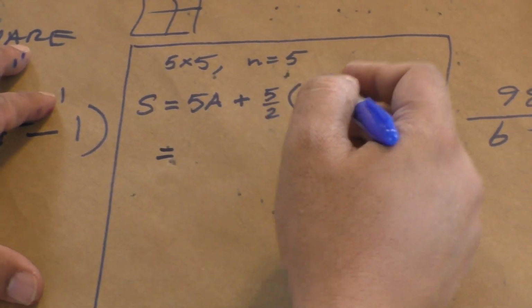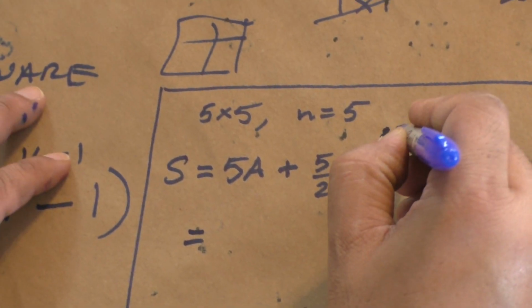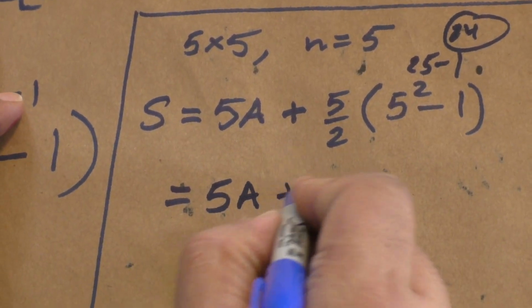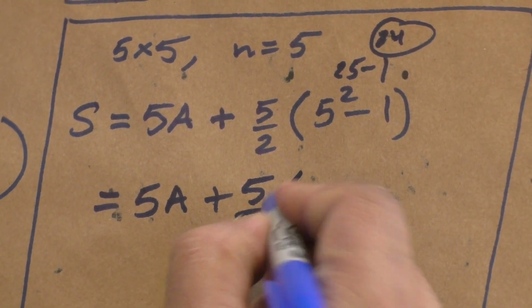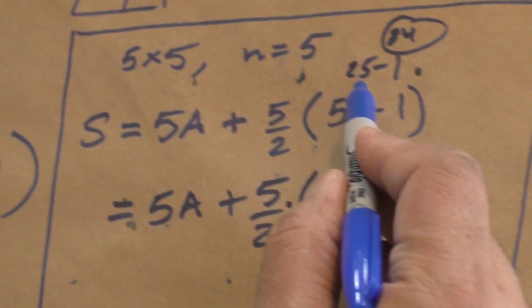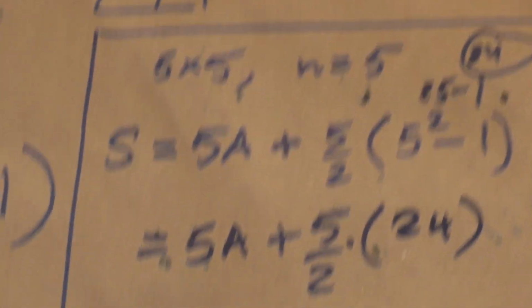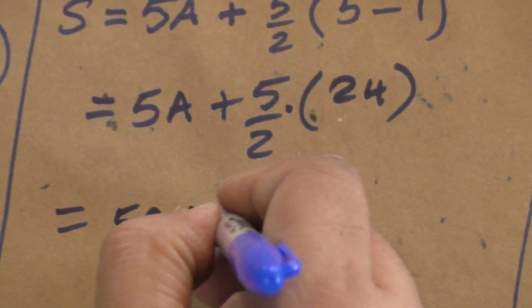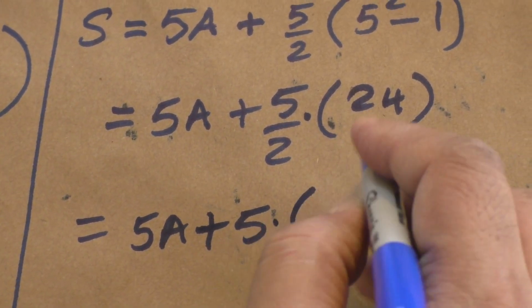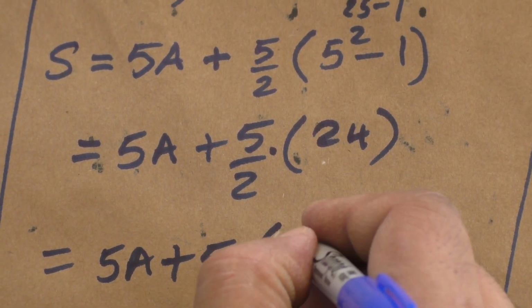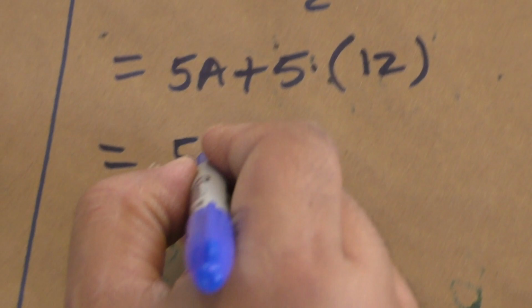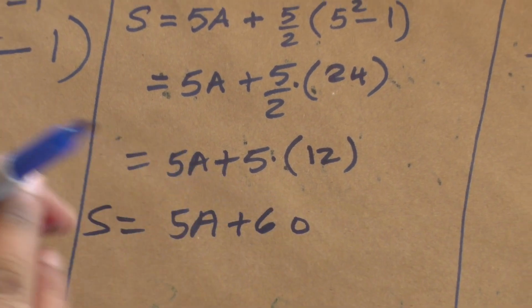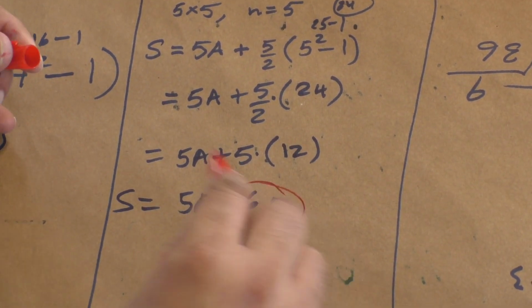Correct. So now let's simplify what's in here. This is going to be 25 minus 1, which is what? It's 24. So let's write that in. So we have 5a plus 5 over 2. Let's leave everything this way. 5 squared is 25 minus 1 is 24. Okay. So now let's divide 24 by 2. What do you get? You get 12. So you get 5a plus 5 times 24 divided by 2 is 12. And so it's 60. 5a plus 60. So the subtraction factor there is going to be 60.